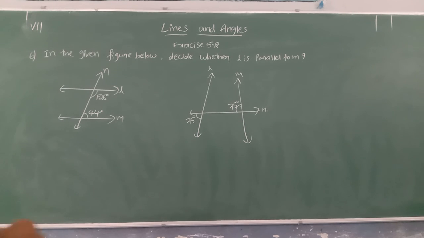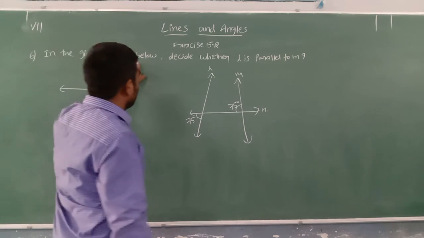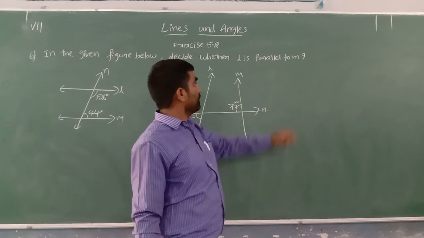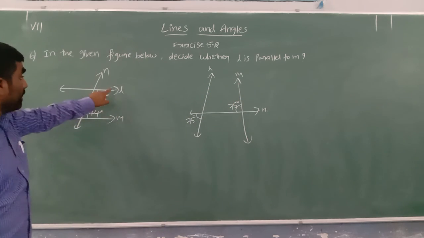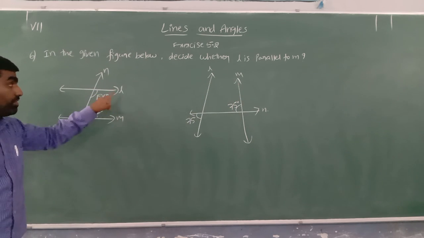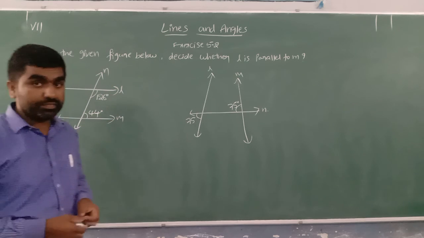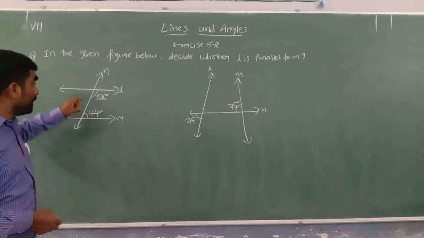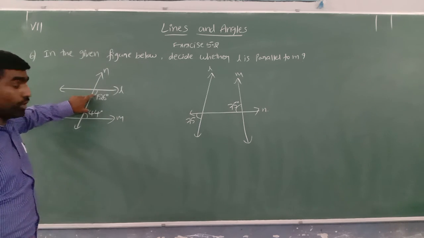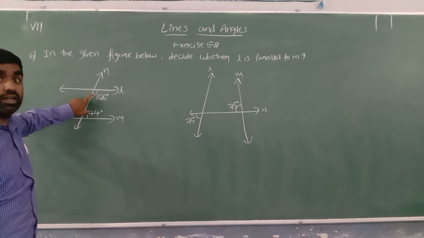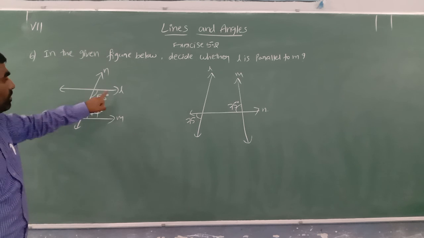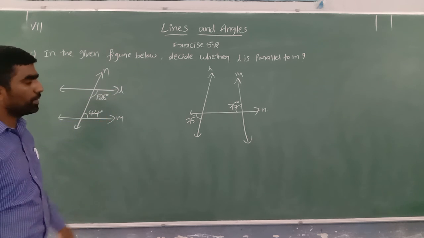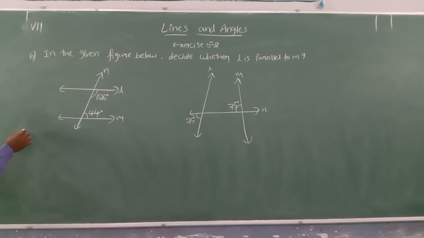Yes. Now let's see the next one. In the given figure below, decide whether L is parallel to M. They are asking to decide whether L is parallel to M or not. When can we say two lines are parallel? Yes. When the interior same side angles, co-interior angles, are supplementary, we can say that both the lines are parallel.